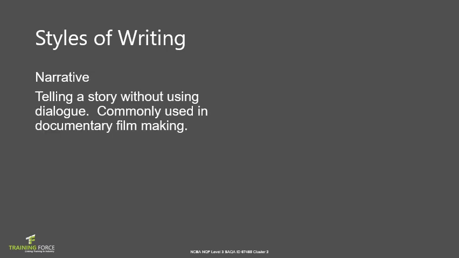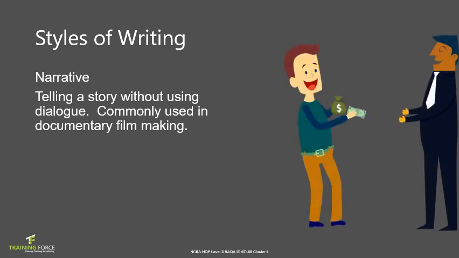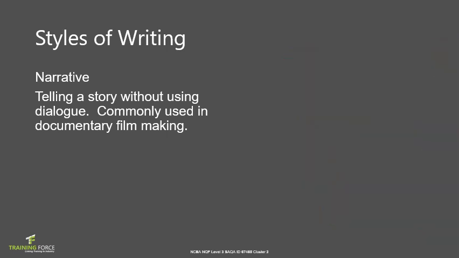We'd look at narrative style, which is telling a story without using a dialogue, commonly used in documentary filmmaking. If you look at the graphic over there, as John takes the money from George, he laughs with pleasure because George lost the bet. They both fade away, feeling happy and content. That would be a typical example of narration because you're telling the story while looking at a graphic.